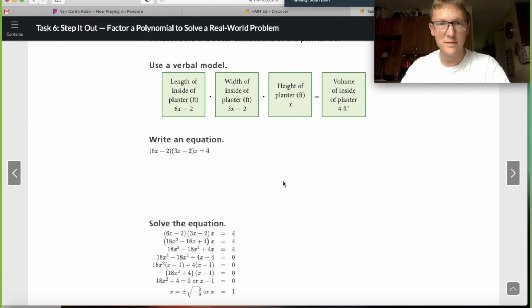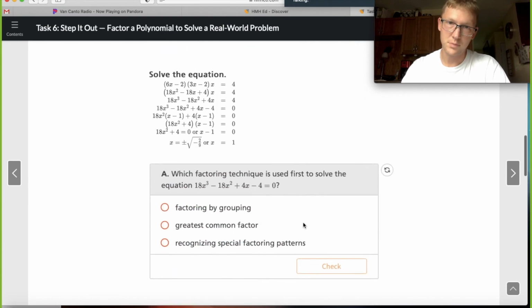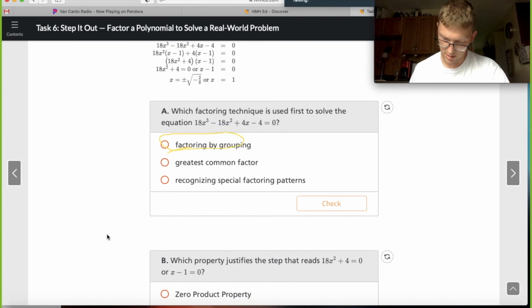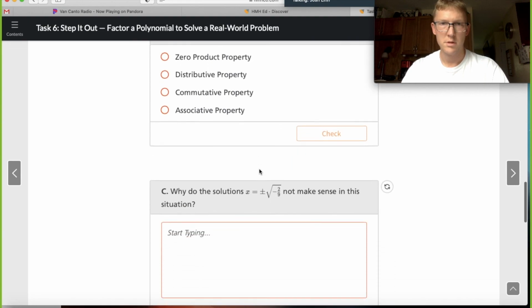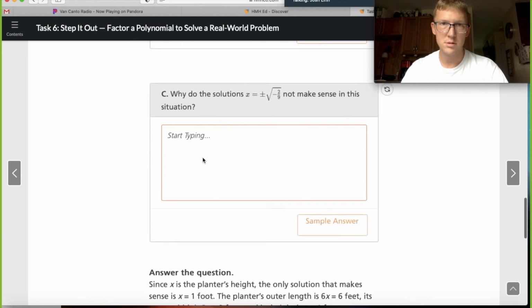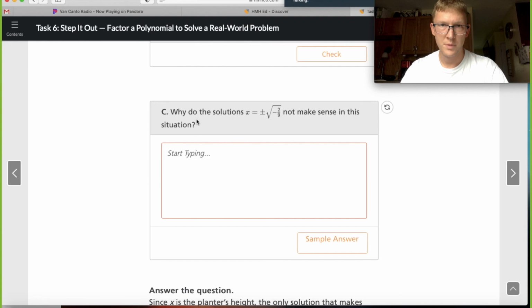So let's see what the book tells us. So there's our answers down here. Same ones that we got. So we did factor by grouping, and then that was really all that we could do. Okay, this is just justification. Why do the solutions x equals plus or minus square root of negative 2 over 9 not make sense in this situation? So we talked about that.